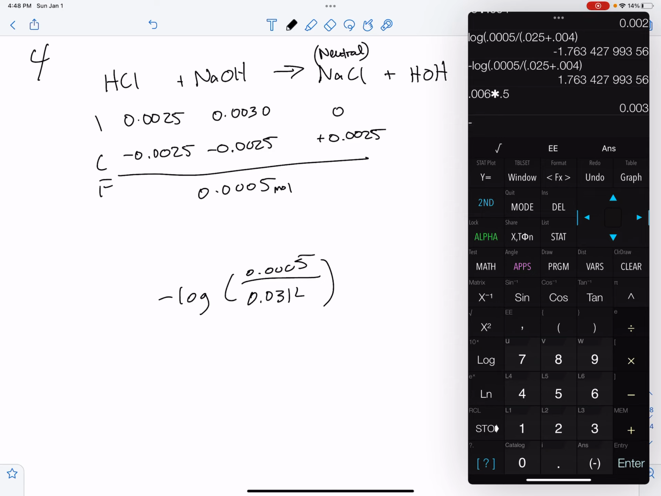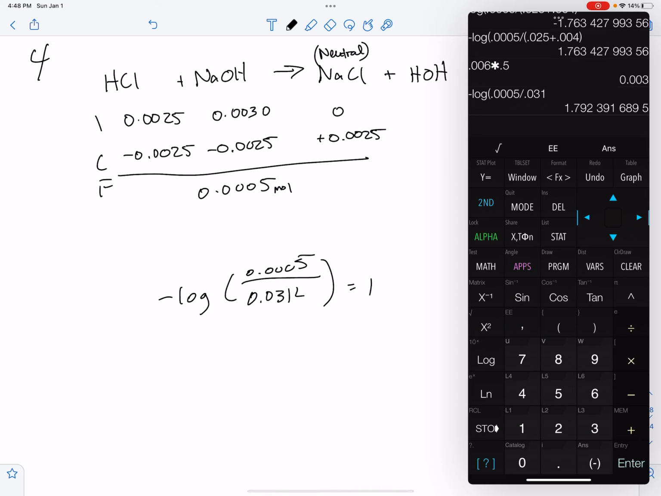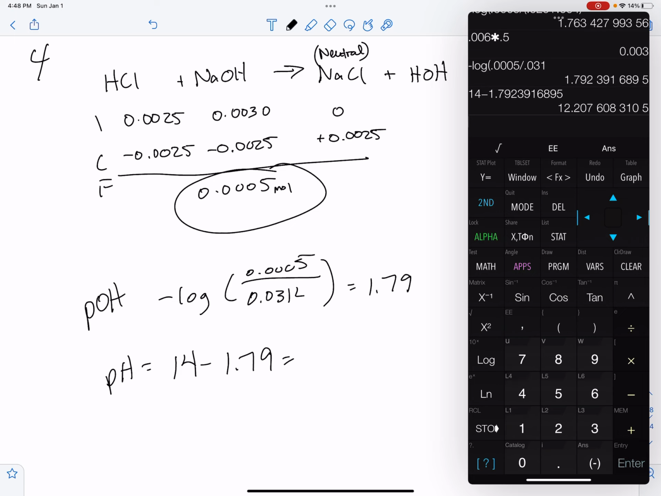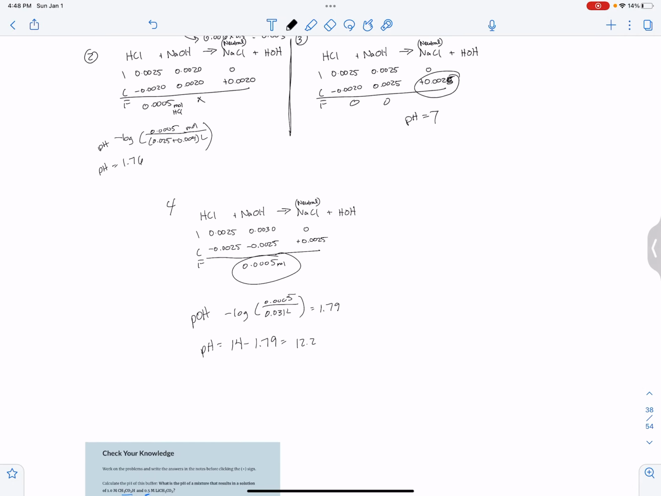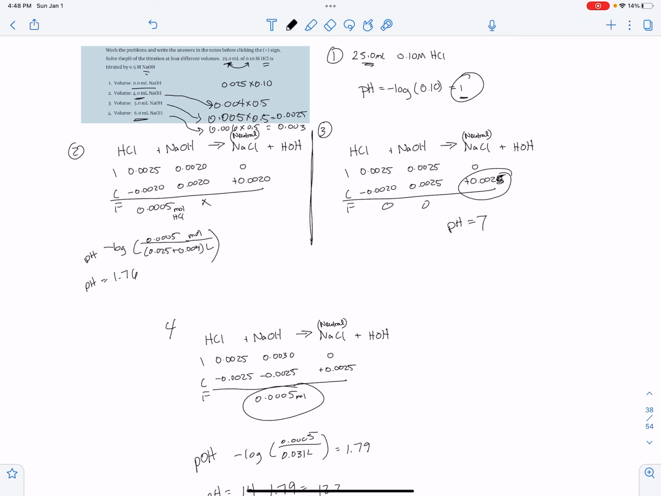So negative log of 0.0005 divided by 0.031 is 1.79. But now look, this is OH concentration. So this is my pOH. So to get my pH, 14 minus 1.79 gives me 12.2. And that makes sense because now I'm all base, and so it's gotten really basic. So basically just note that I start with a pH of 1. I start to head up towards that curve, and I'm at 1.76. I hit the vertical part of the curve, so it's kind of like that. And then I finish off my pH.